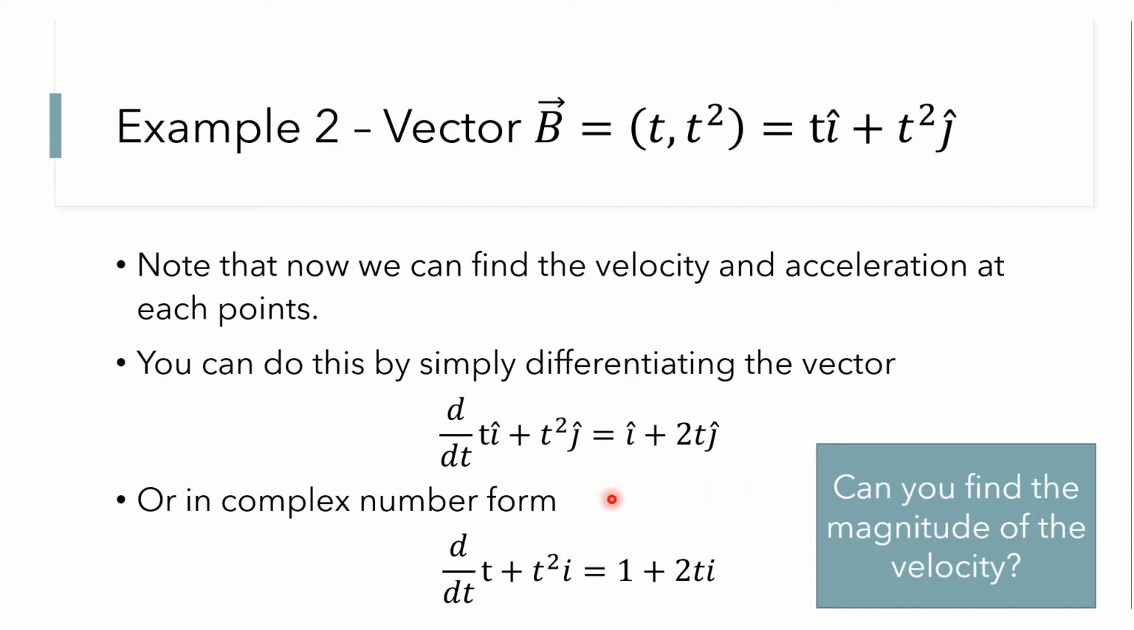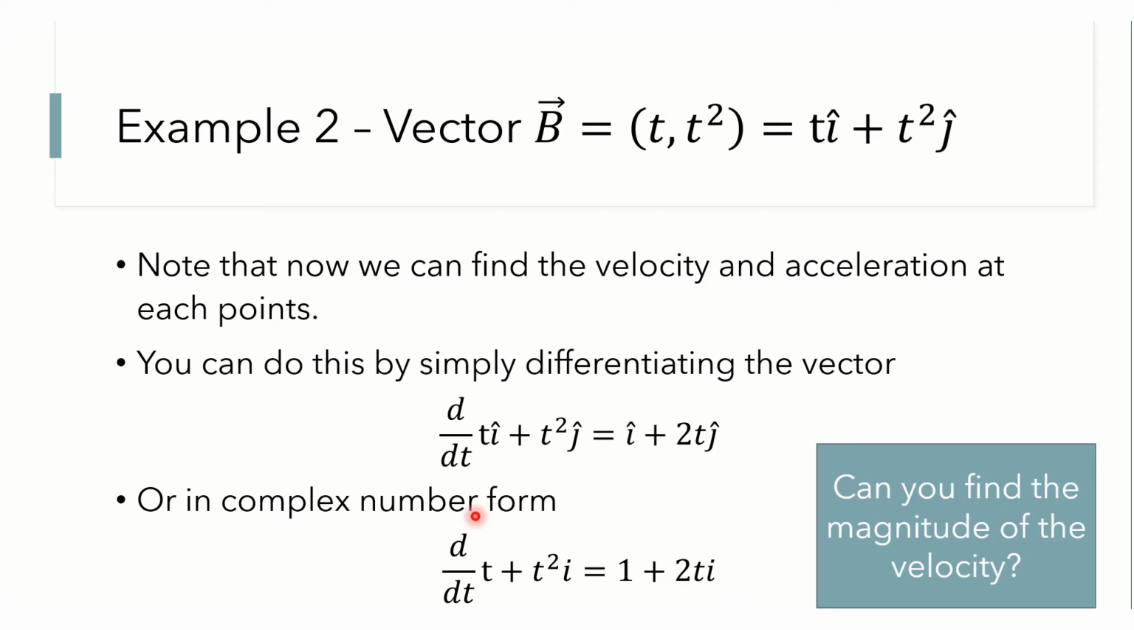But if you change this vector into a complex number form, this is going to be t plus t squared i. So the i in this case is going to be the imaginary part of the complex number. And in this case, if you take the derivative of the complex number with respect to time, again you have the same kind of form, except that now you do not have i as the direction of the vector. So here you have 1 plus 2t i. So i now is my imaginary part. So now this means that the velocity is given by this expression.